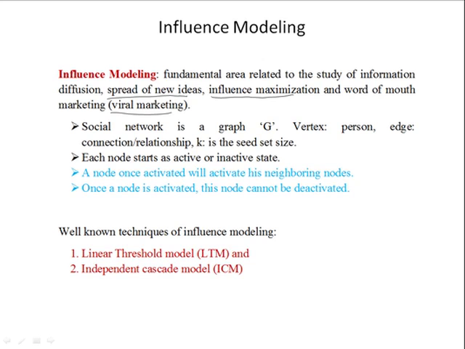Social network, for example, suppose we represent the entire system through some social graph. Then influence modeling means, suppose this node gets activated, what kind of strategy can we apply to spread this idea to the entire network or to reach the maximum number of nodes with minimum effort or minimum cost. This is the main goal of the entire influence modeling scheme.